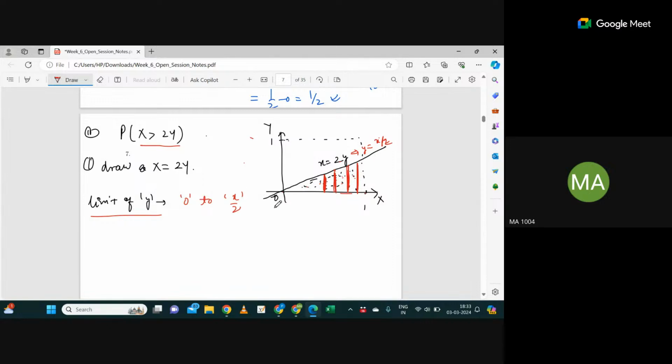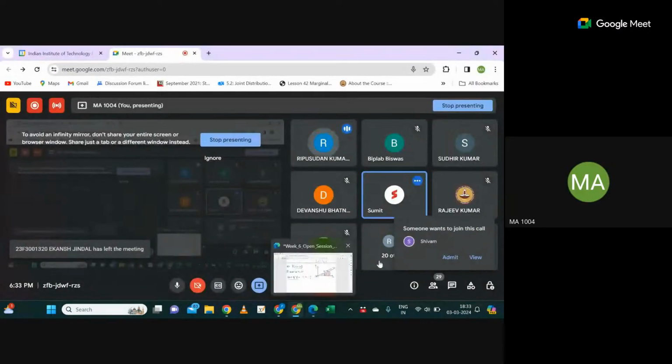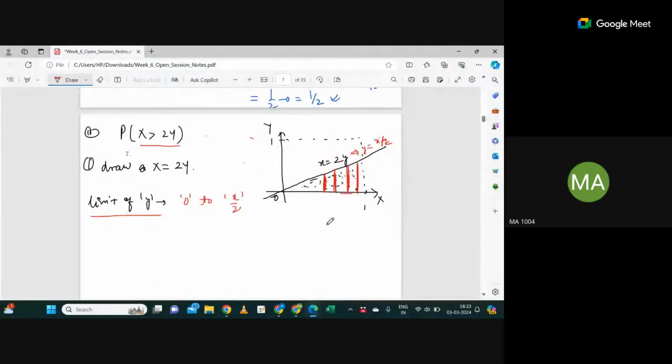If you do not speak, I will assume yes, you are getting it. Okay. So then what I have to do? I have to integrate the joint density. So this is the limit of y. I will put this y first. So it will be 0 to x by 2, and I will take the limit of x as the total one. So if you see, it will be 0 to 1. So this is the 1, right?